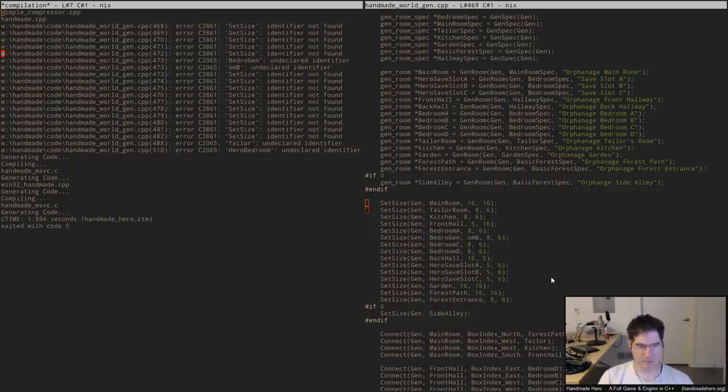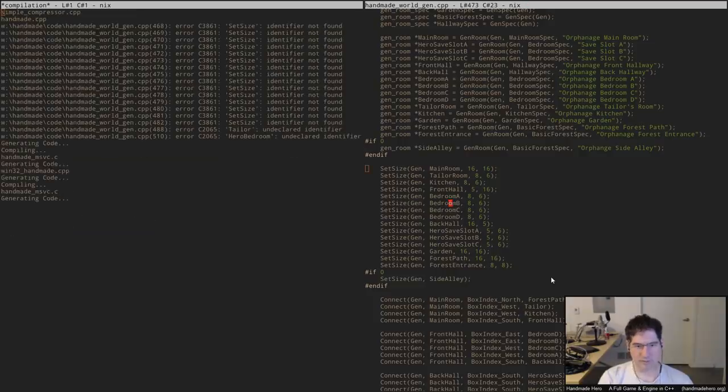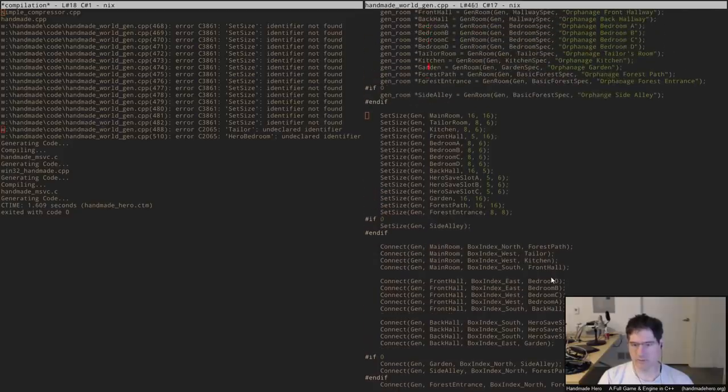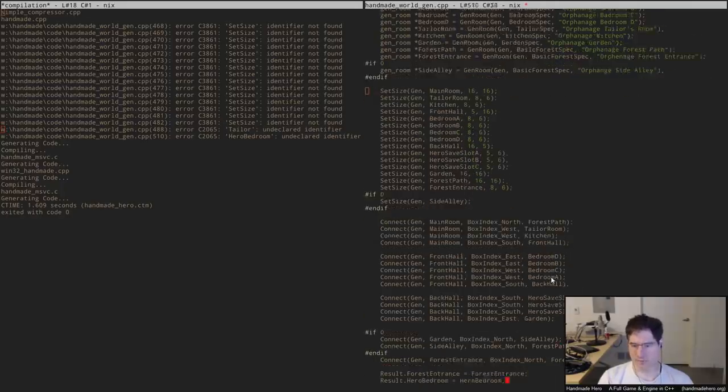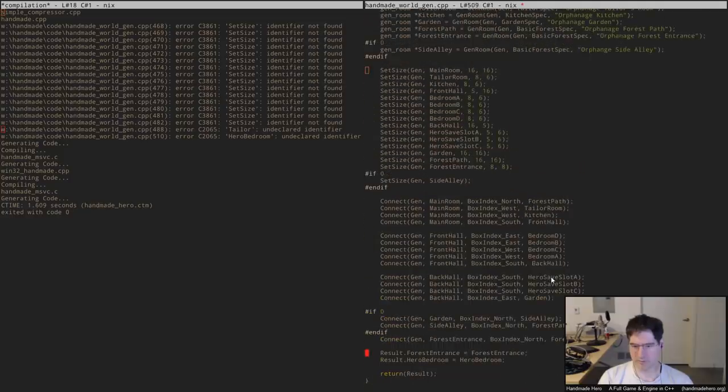I've got some typos. There we go. I don't know what these are here. What did we call that? Is it Tailor Room? Yes, Tailor Room. Hero Bedroom is not a real thing anymore. Hero Bedroom is just going to be, let's say, Hero Save Slot A.